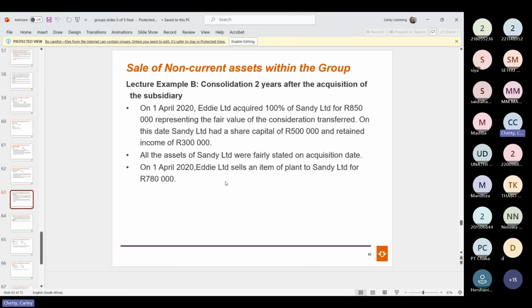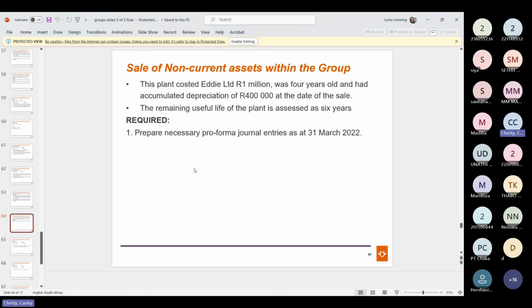So here we have a similar example. But here Eddie sells an item of plant to Sandy. On the 1st of April, Eddie acquired 100% of Sandy for 850,000. So this is 2 years after acquisition of the subsidiary. So it's the same scenario. It's just looking at it 2 years after the acquisition. So 2 years on, we need to prepare the pro forma journal entries at 31 March 2022.